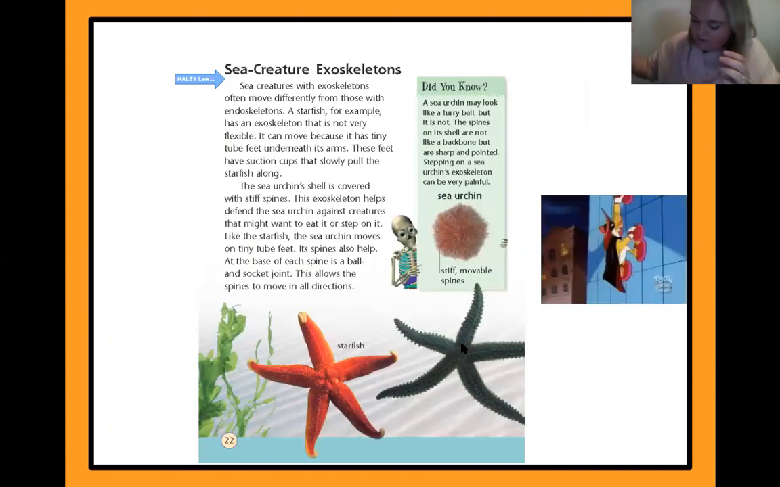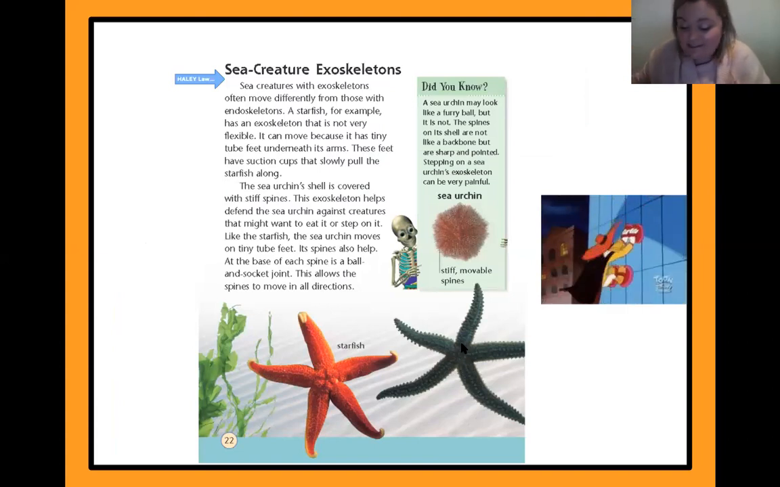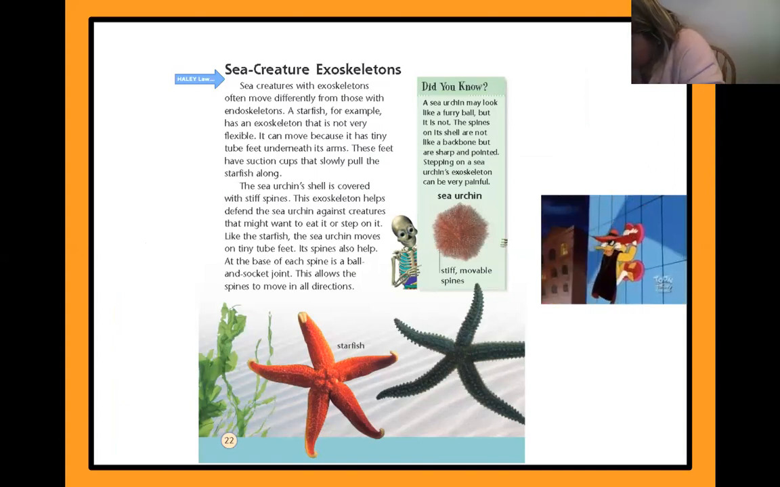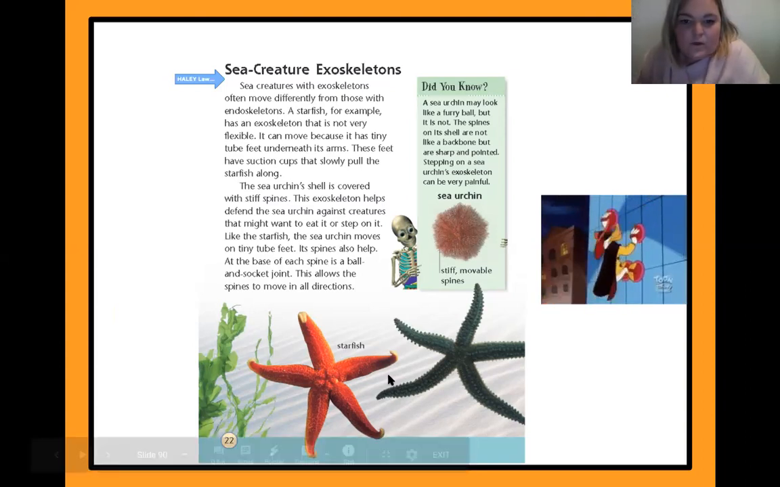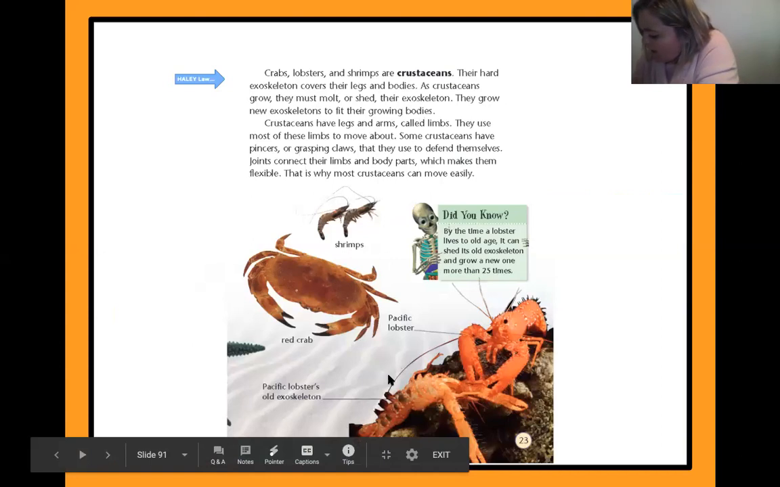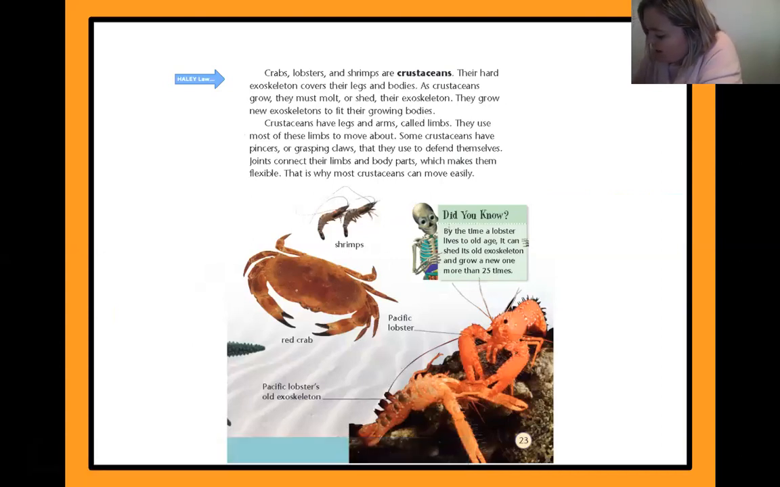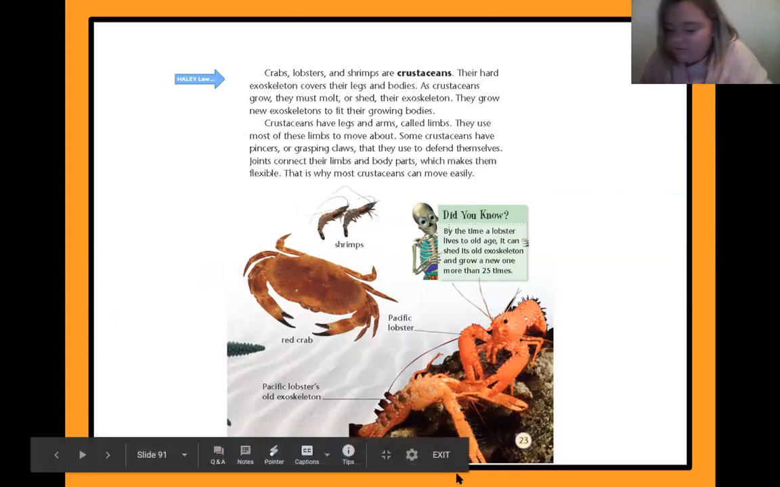And then the last thing we learned about was the sea creature's exoskeleton, right? So sea creatures can have, this is not my best handwriting, exoskeletons. Oh boy. Let's give some examples. You got like the starfish. What else was there? Like the crab. So we're going to say like the starfish, crab, and lobster.